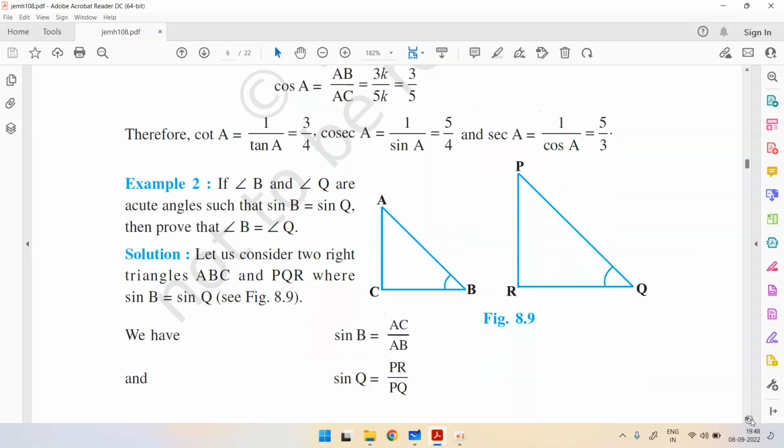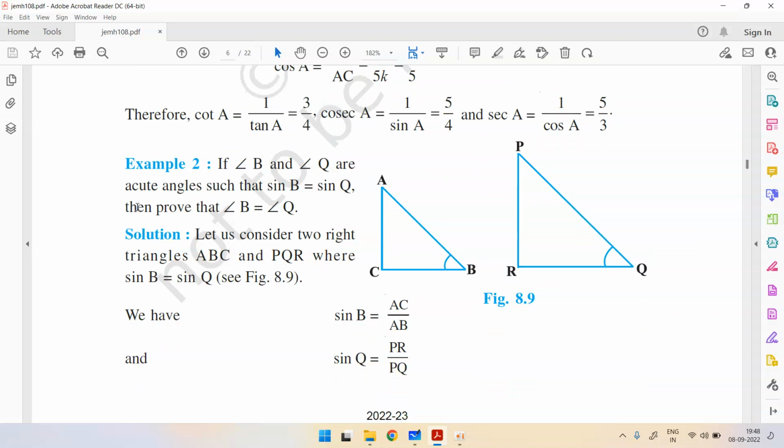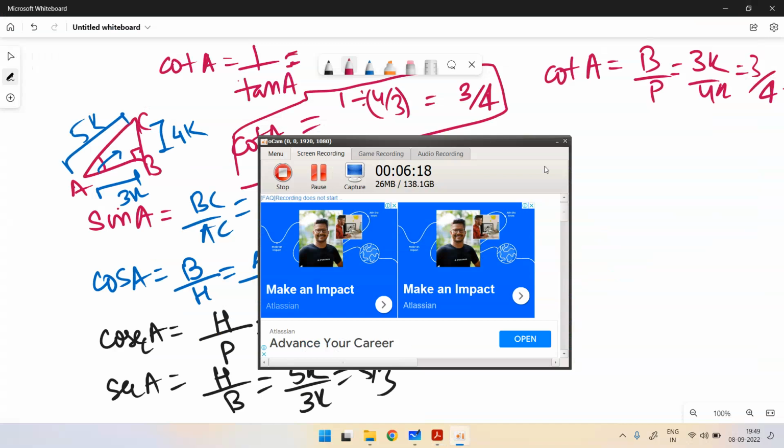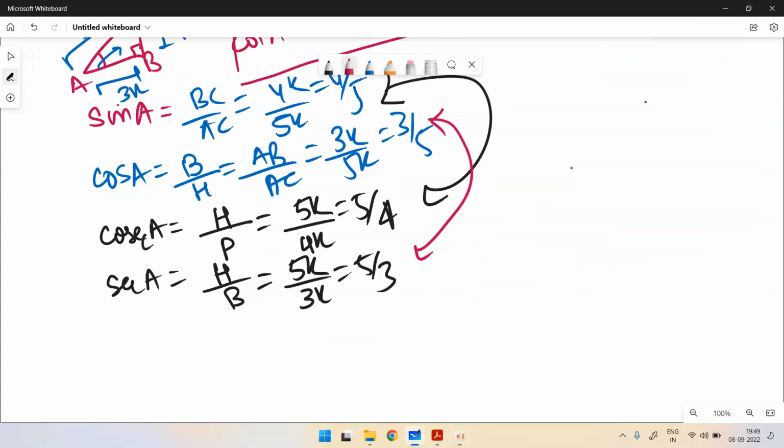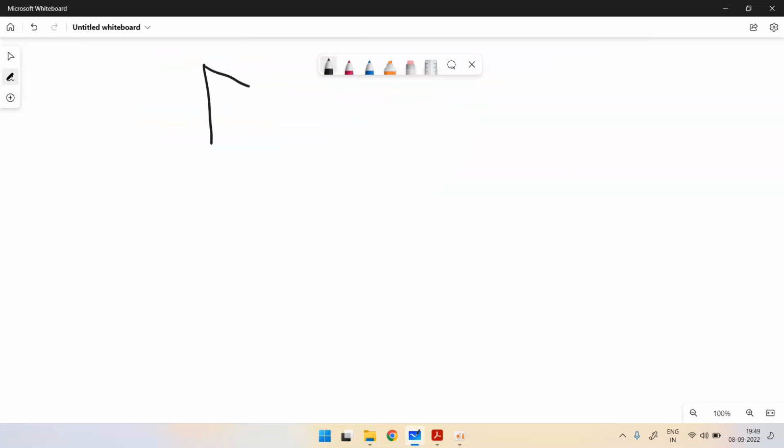Now example number 2. If angle B and angle Q are acute angles such that sine B equals sine Q, then prove that angle B equals angle Q. See, sine B and sine Q. So here the figure is not given.